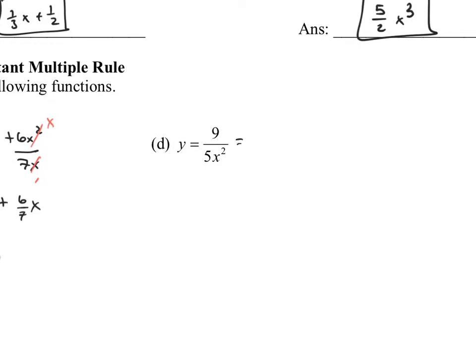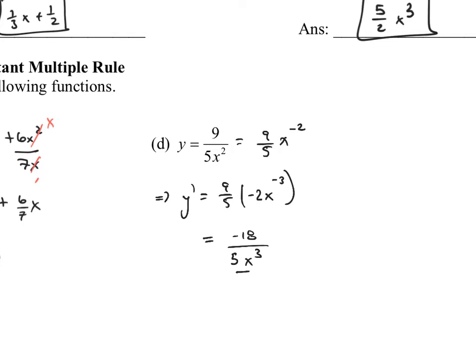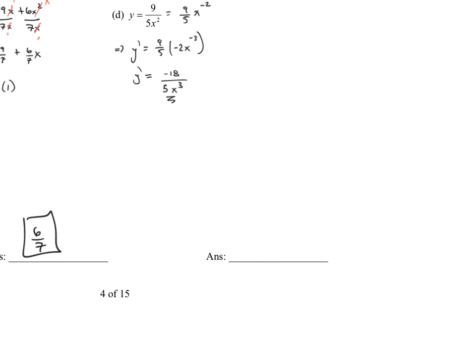If you remember in the previous section, we would write this as 9/5, and then since x squared's in the denominator, if we wanted to bring it to the numerator, that would be x to the negative 2. So that's my original function. So if I want to find the derivative, it would be 9/5 times the derivative of x to the negative 2, which would be negative 2x to the negative 2 minus 1, which is negative 3. Cleaning that up, negative 2 times 9 is negative 18. On bottom, we would have a 5, and that x to the negative 3 we would move to the bottom, making it x cubed on the bottom. So our derivative would be negative 18 over 5x cubed.